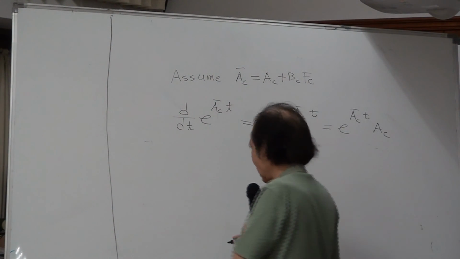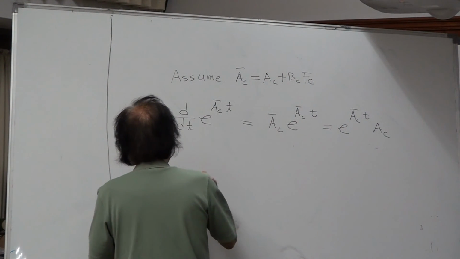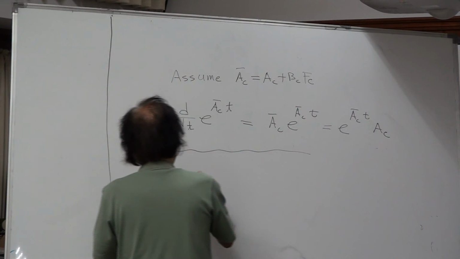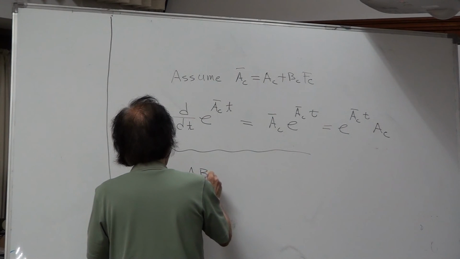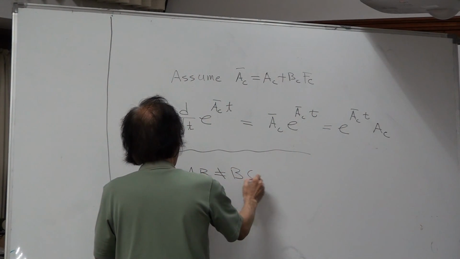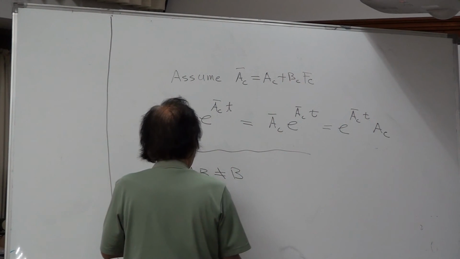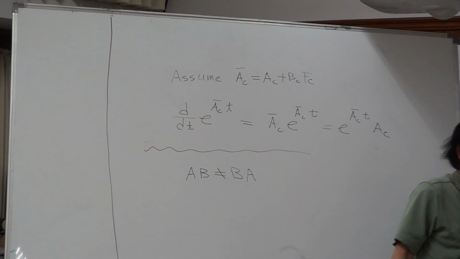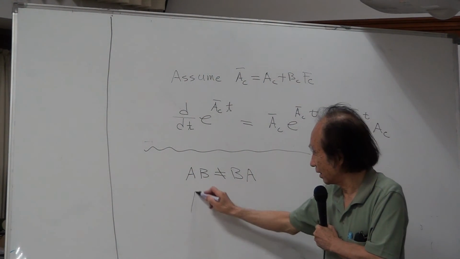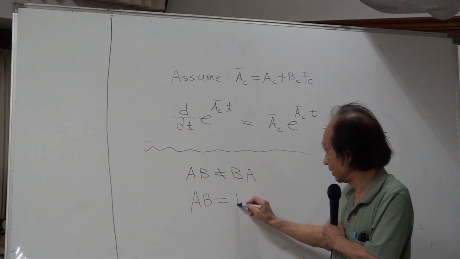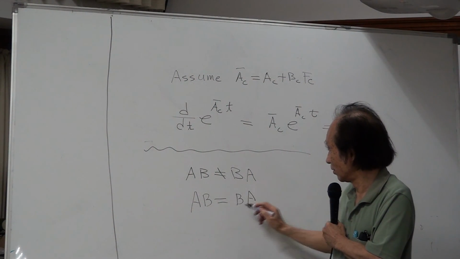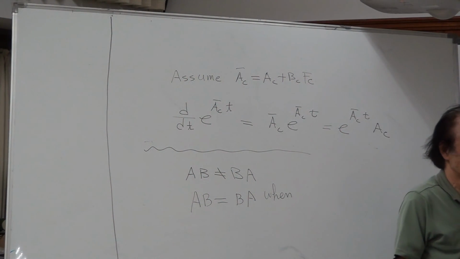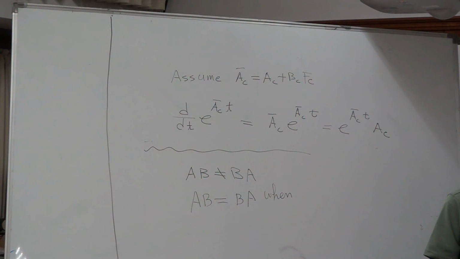Now, for matrices, we know that AB won't be equal to BA in general. But when does AB equal BA? Don't forget this.